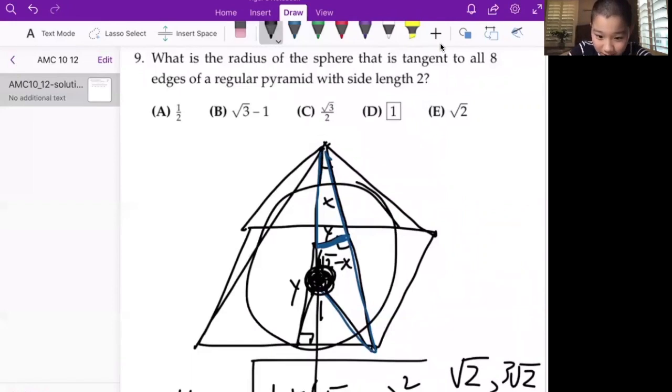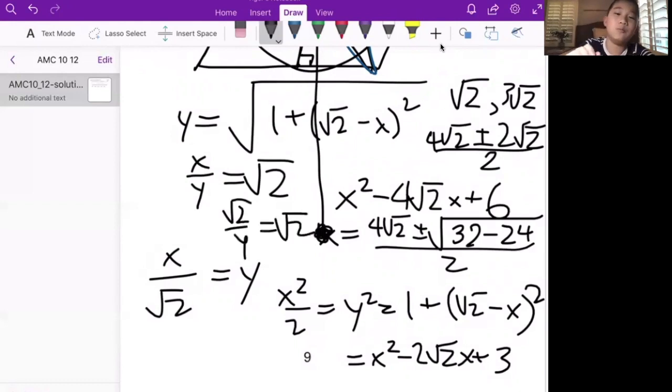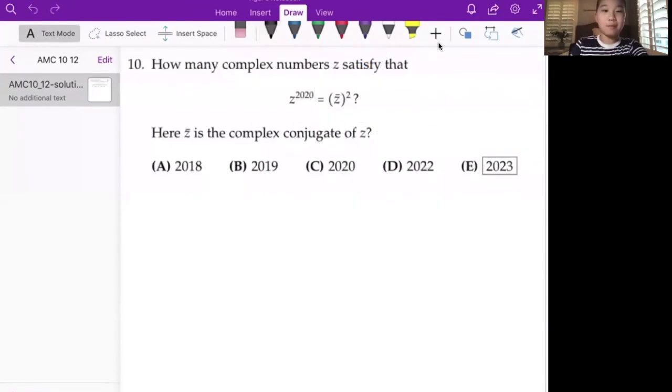So there it is. x is just root 2. So now what is y? I ruined my diagram a bit too much. But x over y is root 2 over y, which equals root 2. So y is obviously 1. So that's our answer. Problem 10.